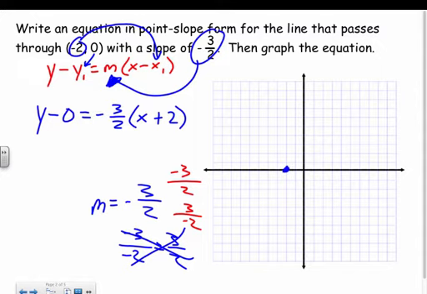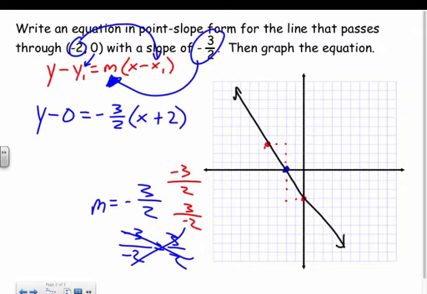So I can go negative 3 over 2, so down 3, 1, 2, 3. Right 2, 1, 2. So there's a point. Remember, rise over run. Or I could use that other one, 3 over negative 2. Up 3, 1, 2, 3. Left 2, 1, 2. There you go. And then draw in my line.